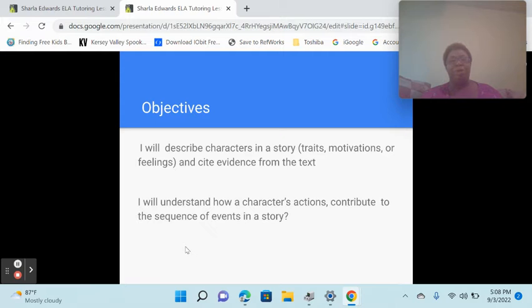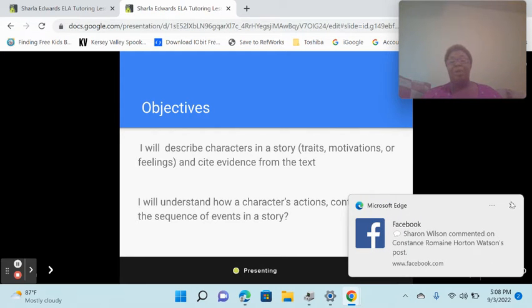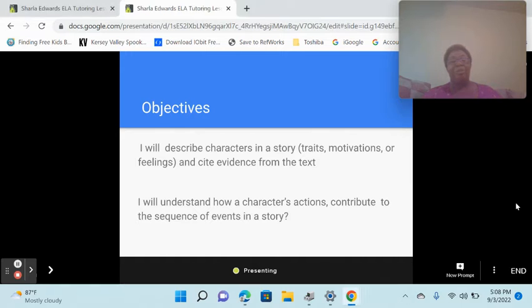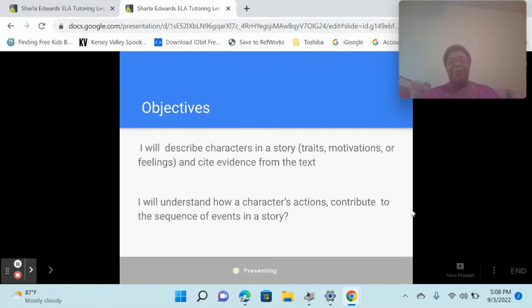But let's go over our objectives for the story. The objective that we will be doing in this lesson is I will describe characters in a story, traits, motivations, or feelings, and cite evidence from the text. Again, we will have another objective. I will understand how character actions contribute to the sequence of events in a story. And these are what the students will be able to do and tell at the end of our story.